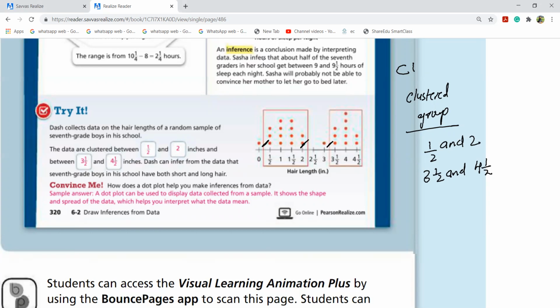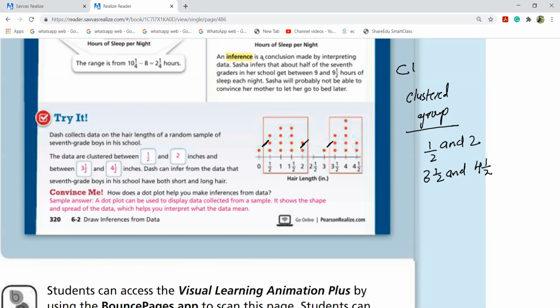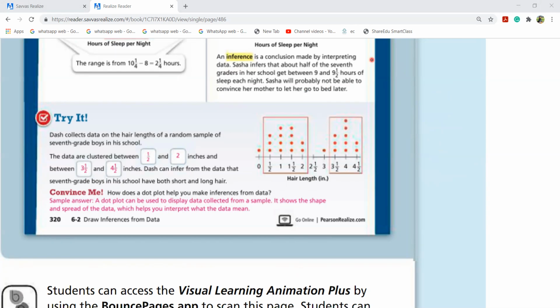Yes. Now, did you get it? Yes. Masdulin, you got it? Yes.